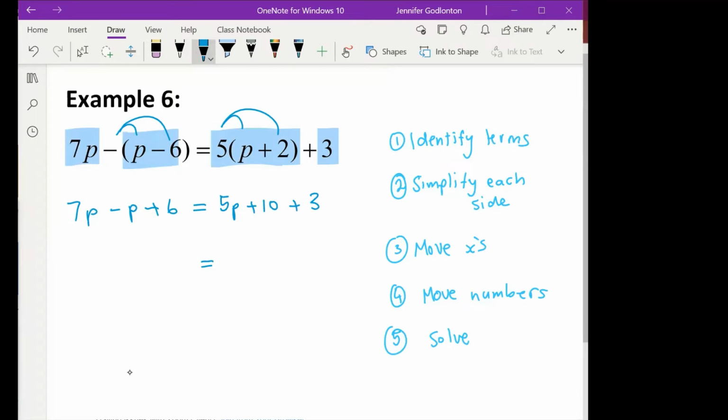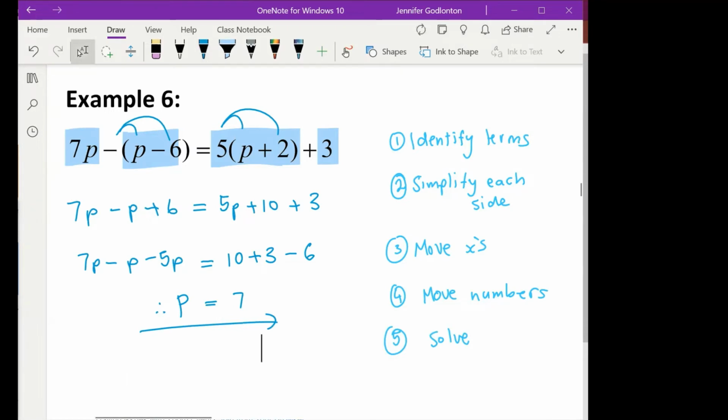And on the left-hand side, you say 7p minus p minus 5p. Good. And on your right-hand side, you say 10 plus 3 minus 6. Good. Well done. Then p is equal to 7. Yay! Nice job. Excellent. Okay, I feel like we're getting there, guys. This is coming together. Are you feeling good with this section so far? I'm seeing good answers and hearing good questions, so I feel like we're on a good track here.